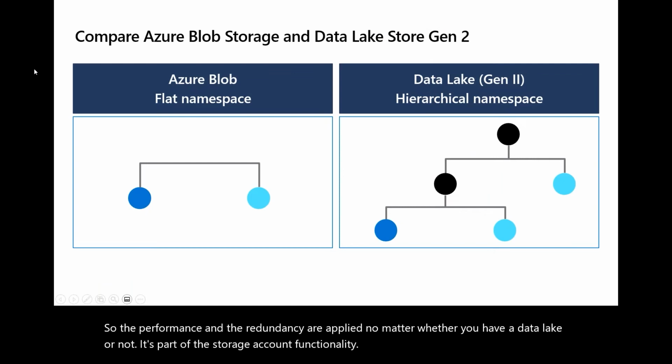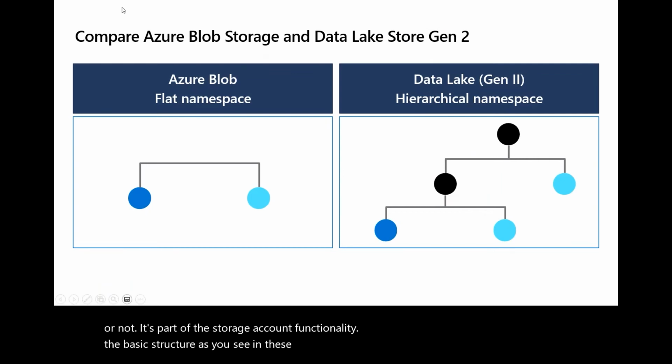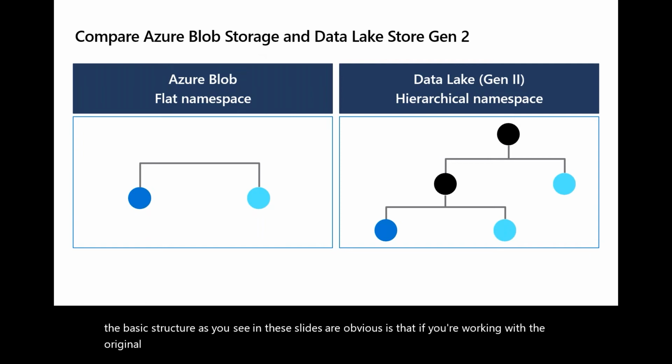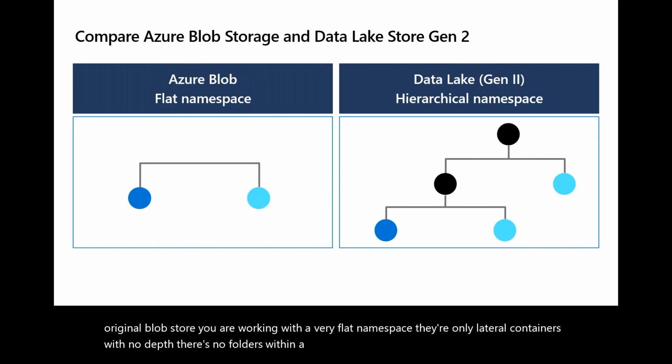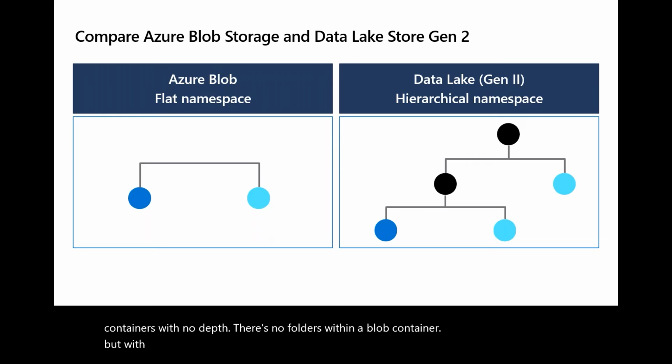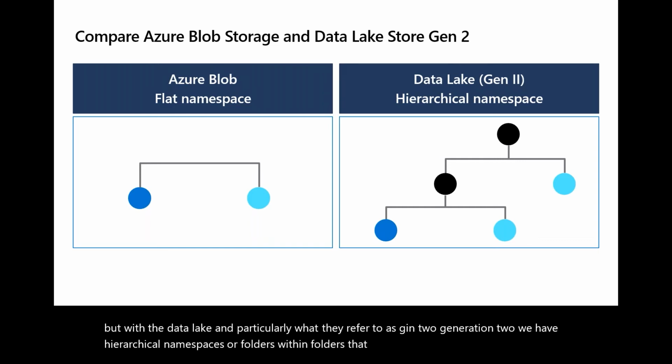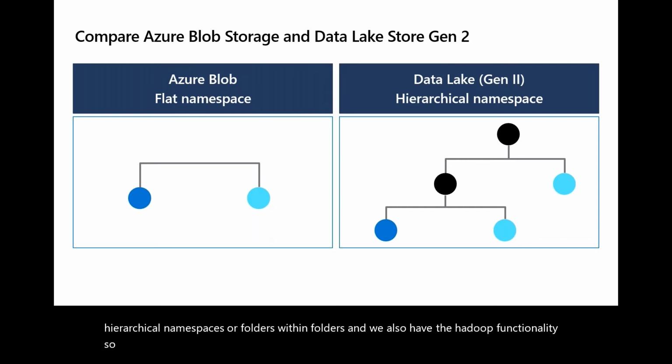The basic structure, as you see in these slides, is that if you're working with the original Blob store, you are working with a very flat namespace. There are only lateral containers with no depth. There's no folders within a Blob container. But with the data lake, and particularly what they refer to as Generation 2, we have hierarchical namespaces, or folders within folders, and we also have the Hadoop functionality, so it works very well with Spark.